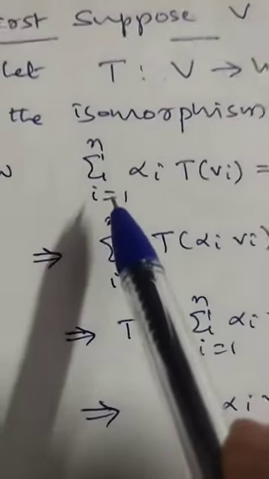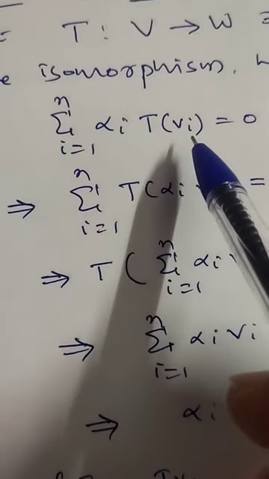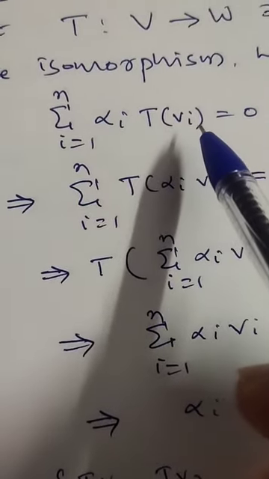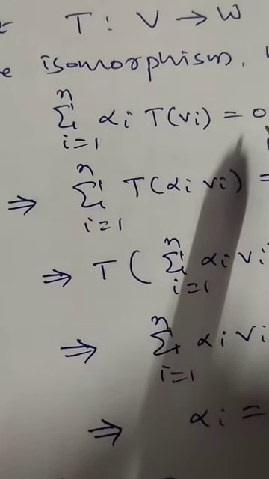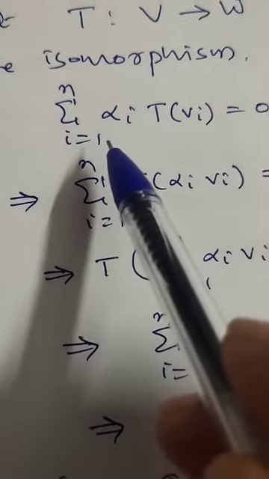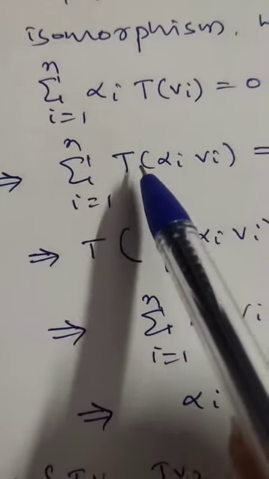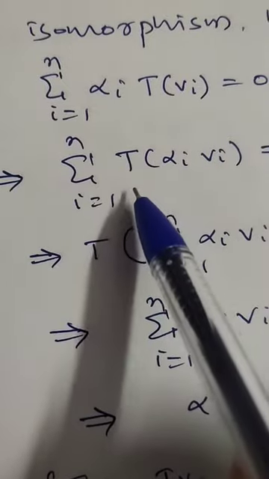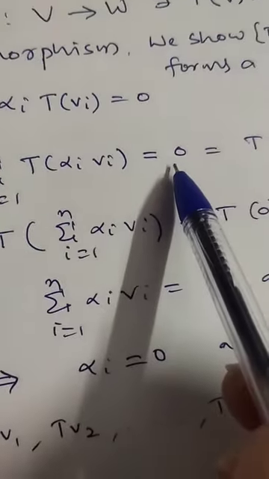Okay. For this, you choose the linear combination, say summation i equals 1 to n of alpha i times T of Vi, meaning alpha 1 T of V1 plus alpha 2 T of V2, etc., plus alpha n T of Vn is equal to 0. We have written it in summation notation. So this implies summation i equals 1 to n of alpha i T of Vi, and since T is linear, this can be written as T of summation alpha i Vi is equal to 0.